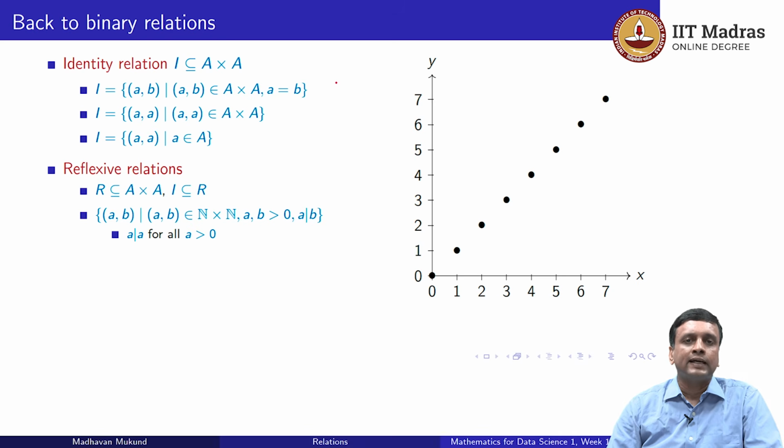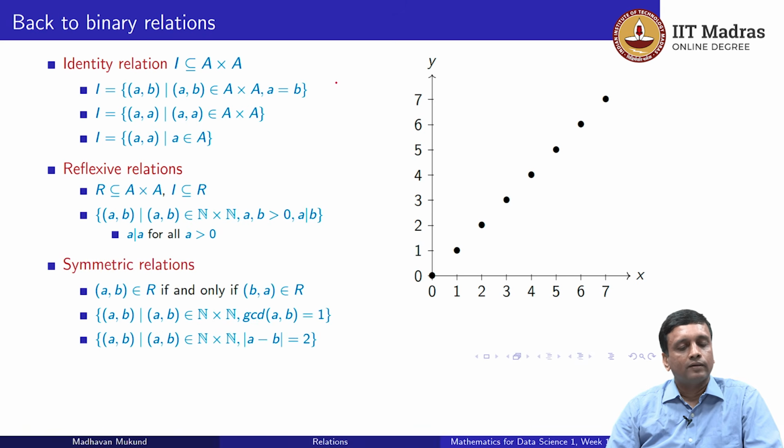The identity relation has only the reflexive elements. A relation that is reflexive will have the identity pairs and it will have other pairs, but it must have all the identity pairs to be called reflexive. A symmetric relation, for instance, is one where if A, B is there, then B, A must be there.